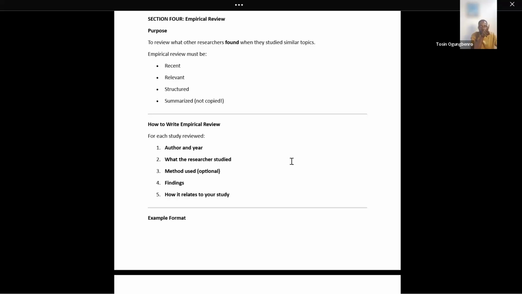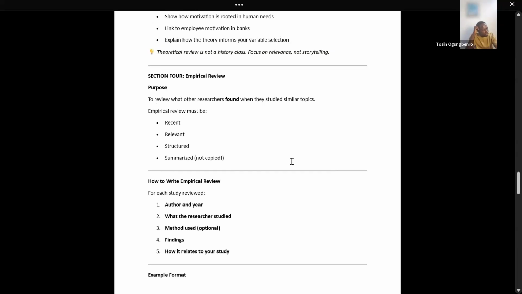So you just look at the abstract, summarize it. That's why I said summarize, don't copy. Summarize the abstract. That is the empirical review for a particular journal. That abstract. So an empirical review must be studies that are related to your study, what you are writing on, people that have written on what you are writing on.